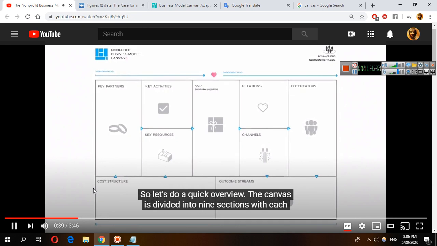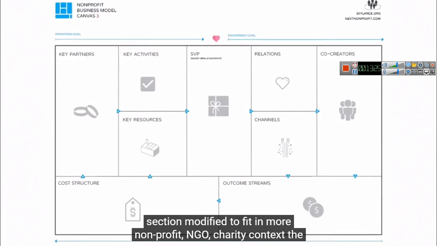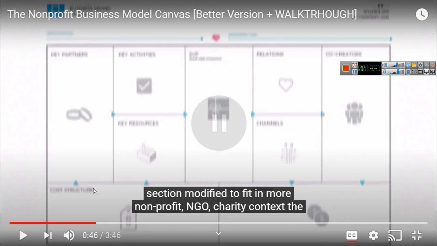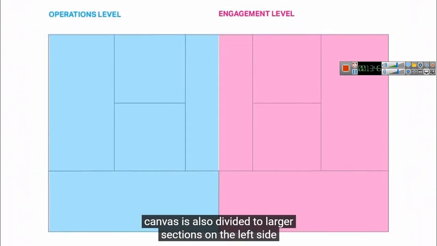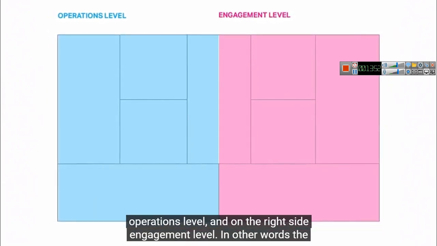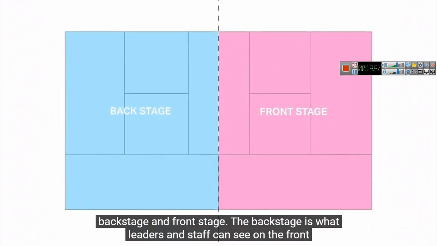The canvas is divided into 9 sections, with each section modified to fit a more non-profit NGO charity context. Right, again, this video focuses on non-profit business model, but it's very, very close to social entrepreneurship. It's almost nearly the same. The canvas is also divided into 2 larger sections. On the left side, the operations level, and on the right side, the engagement level. In other words, the backstage and front stage.